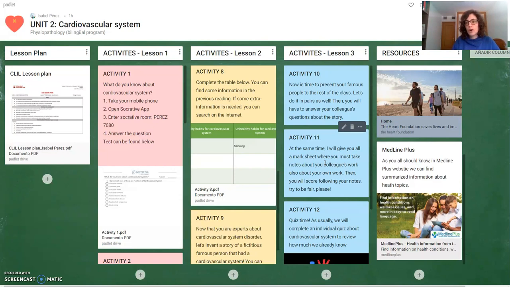They have to present it orally. So I think this is the activity in which they have a real understanding of all the unit. And that's all.